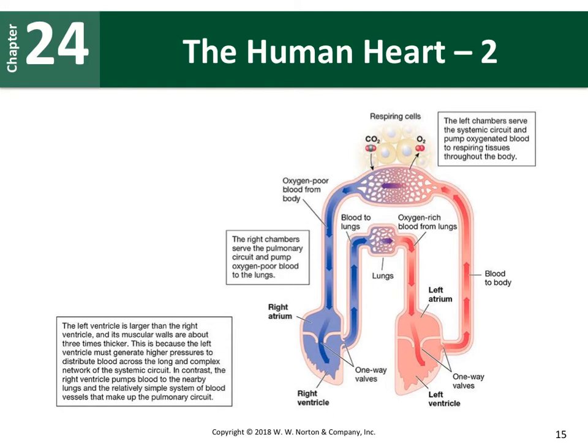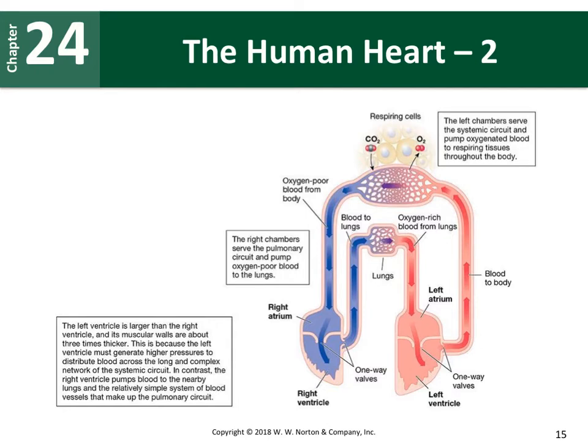The left ventricle is larger than the right ventricle. Its muscular walls are 3 times as thick. This is because the left ventricle must generate high pressures to distribute blood across the long and complex network of the systemic circuit to the whole rest of the body versus to the lungs. In contrast, the right ventricle pumps blood to the nearby lung and the relatively simple system of blood vessels that make up the pulmonary circuit.